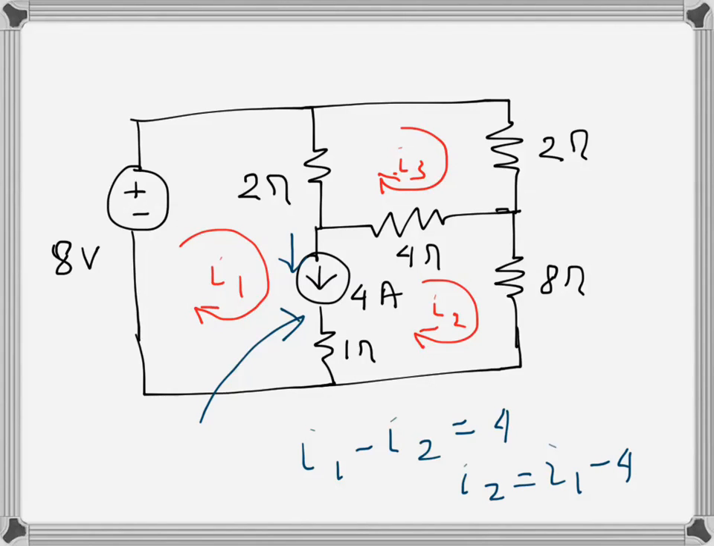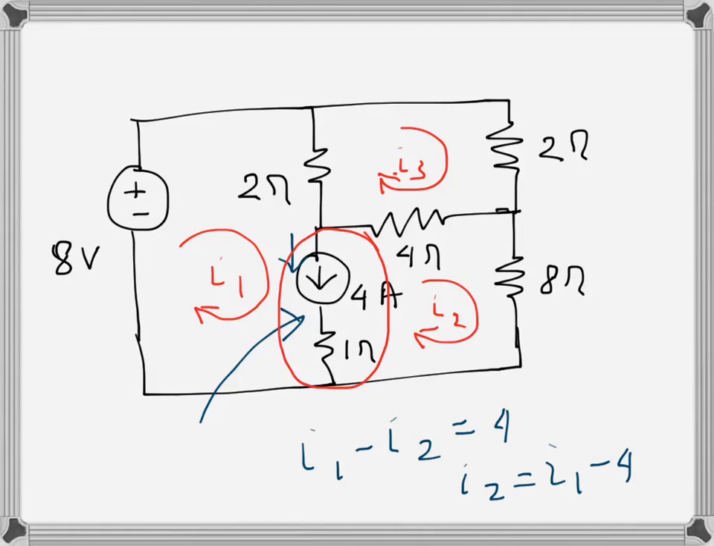Now when we write the KVL equations, we have to avoid this branch. The reason is we don't know the voltage drop across the current source. If we write KVL equations, we will have to write the voltage drops across each of the elements. We know the current through that branch, but we don't know the voltage drop, so we have to avoid that one.